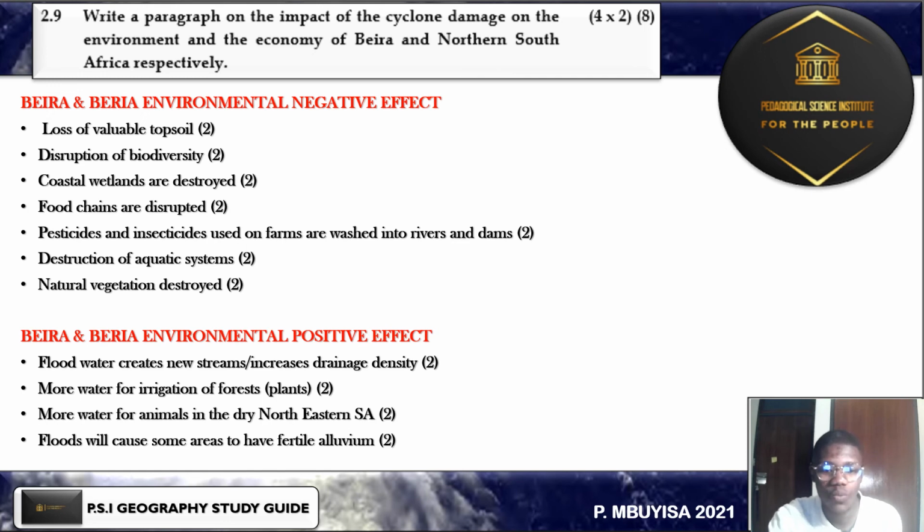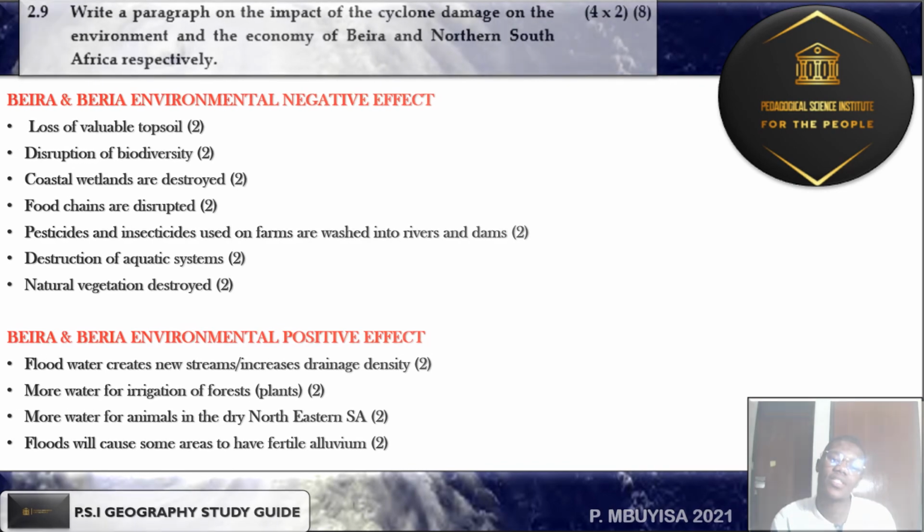Now floods will cause some areas to have fertile alluvium. So remember that, for example, if there was a farm in a high-lying area and another farm in a low-lying area, all the fertilizers from the top farm or the fertilized alluvium will be washed into the bottom farm, and it means that that farm is now going to have fertile soil, which is good for farming. Yeah, so those are some of the conditions.